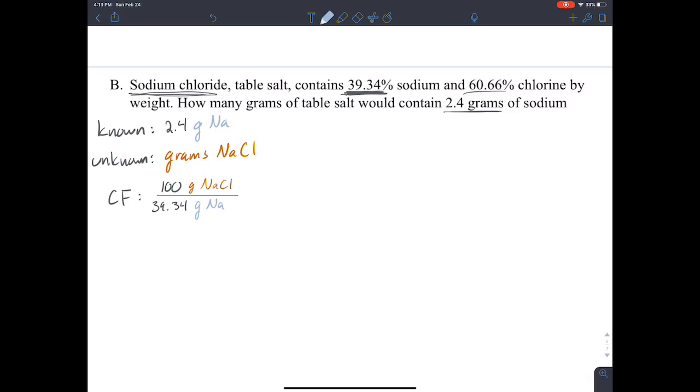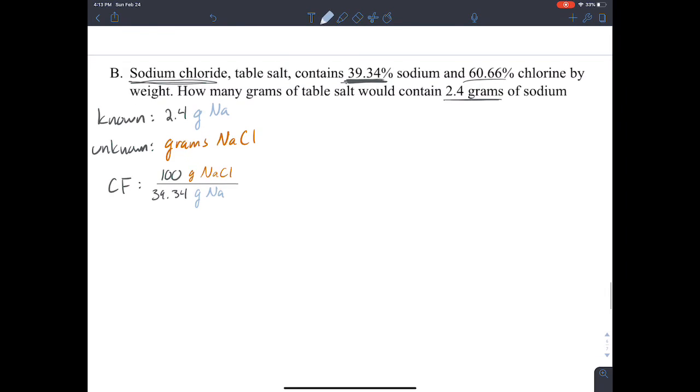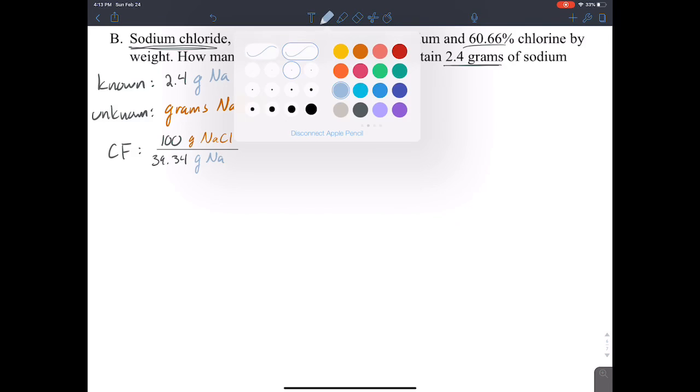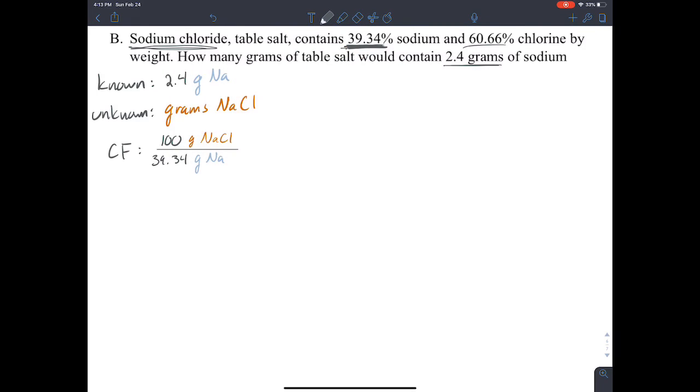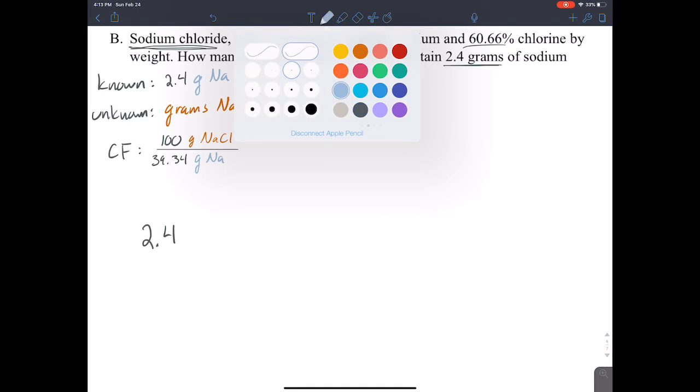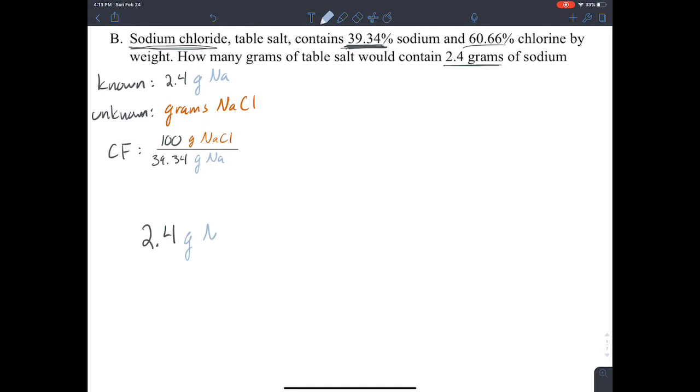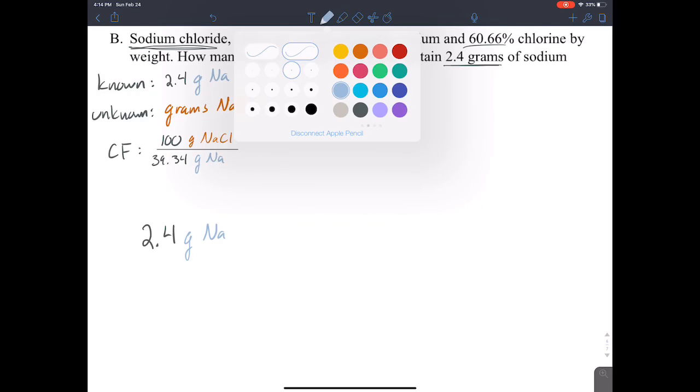grams of sodium, okay? Now, once I have these three things, my known, my unknown, and my conversion factor, especially for these one-step conversions, your work is pretty much done. It's just plug and chug at this point. So my known 2.4, and what I'm trying to say there is that even though this was kind of harder to figure out, once we have it, we're good. It's no different than any other one once we have this.